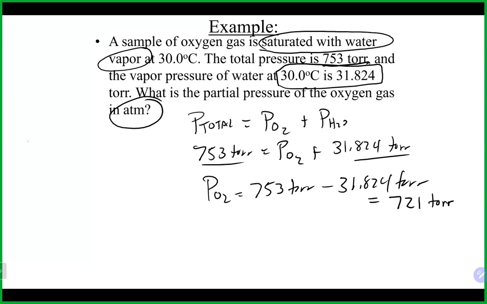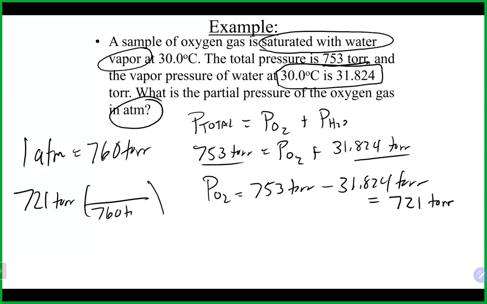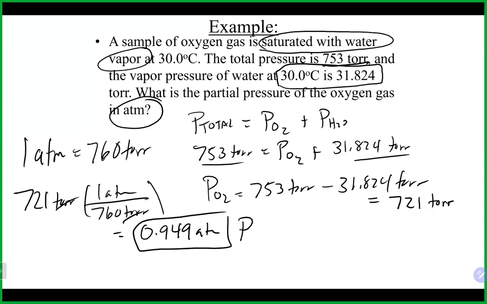So a reminder that 1 atmosphere equals 760 torr. So to do our conversion here, 721 divided by 760. And that will get us here 0.949, we'll call it. This would be the pressure of oxygen, the dry pressure of the oxygen gas in this situation.